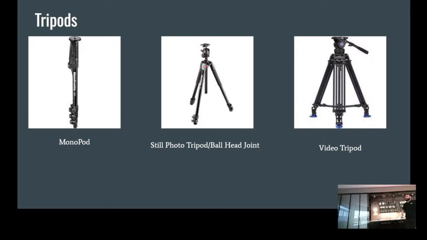Still photo tripods or ball head joint tripods are probably going to be the best for still photography. You're going to get three legs of stabilization, which gives you a clean, even shot. But then on top of that, the ball head makes it super easy to rotate the camera around and get the angle that you're trying to get. Video tripods then come into play because now you have really smooth control over things like pan, tilt, and roll, which are a huge portion of gimbals, which we'll talk about at the end.